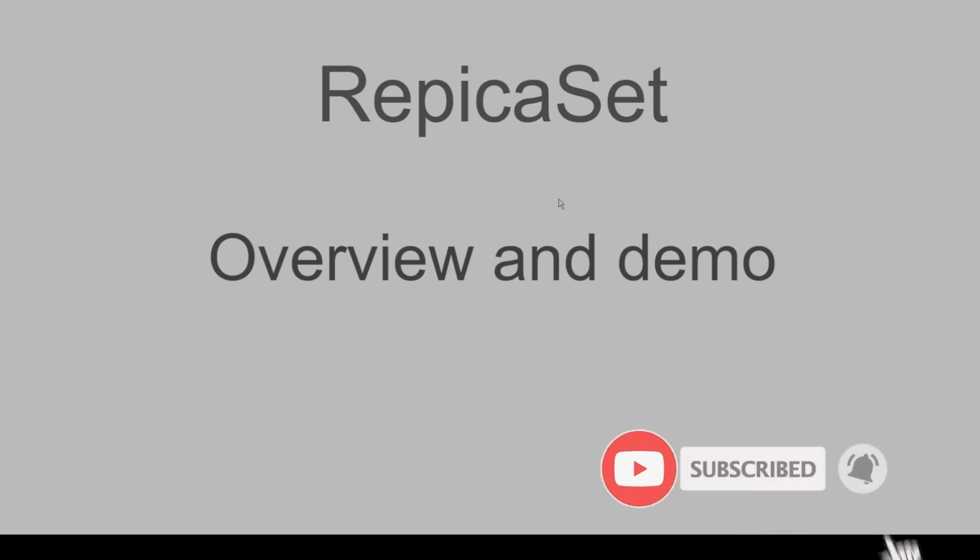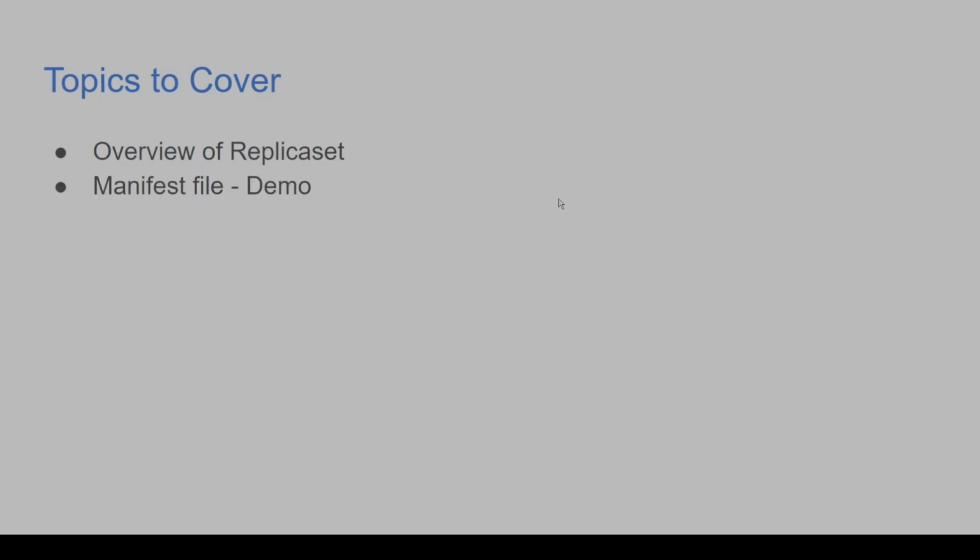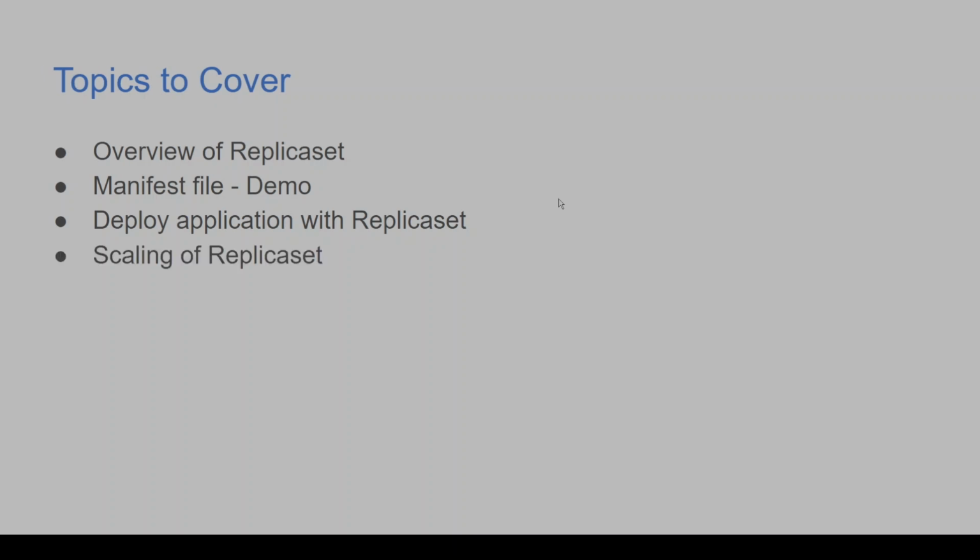In today's video we will learn about ReplicaSet, and it is a very important service in Kubernetes. So we will learn its overview and its demo. First we will see what are the topics which we will cover. First we will cover the overview of ReplicaSet, then the manifest file, and then we will cover how to deploy an application on ReplicaSet, and then we will cover the scaling of ReplicaSet.